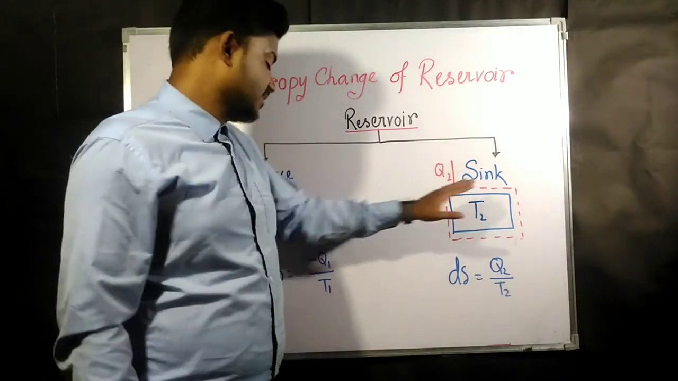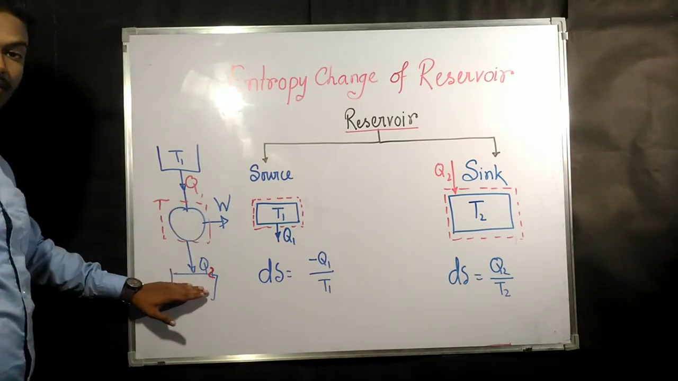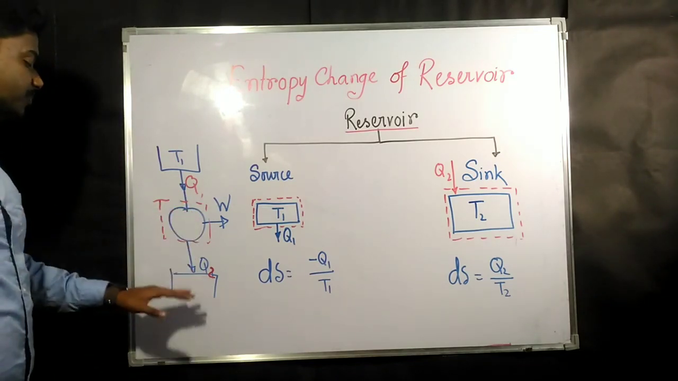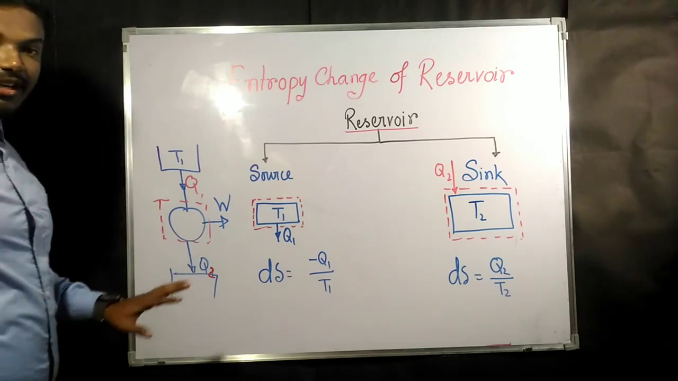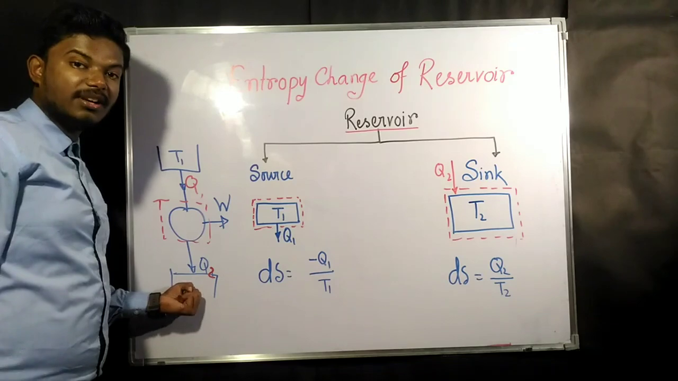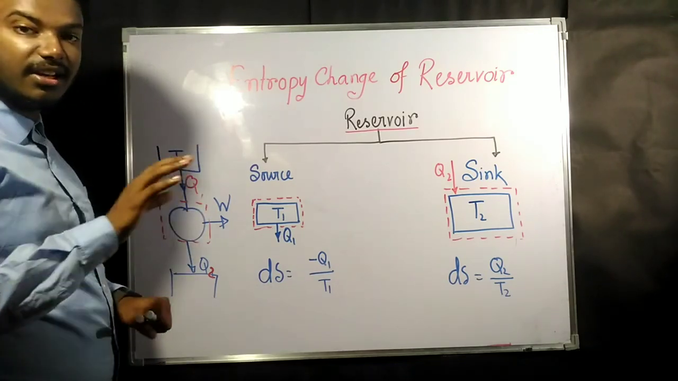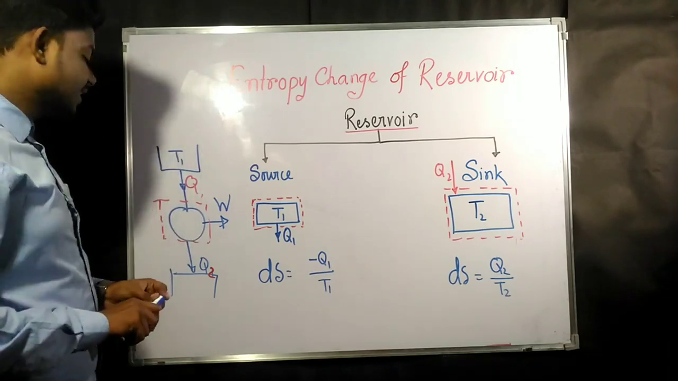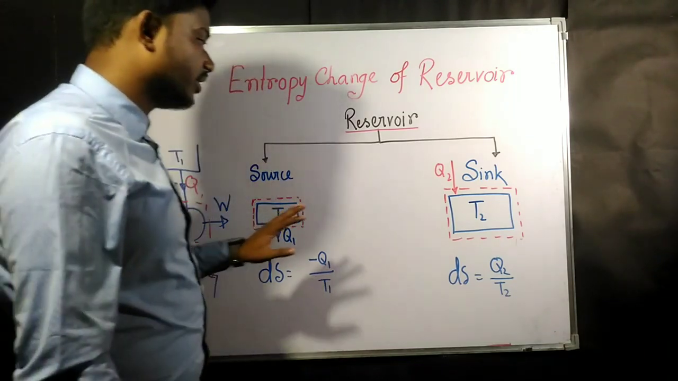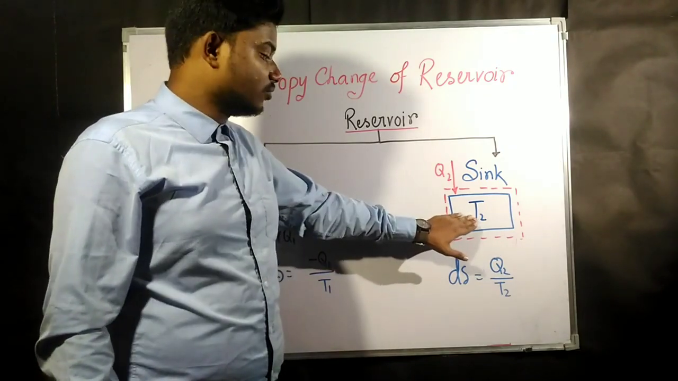Similarly, this is the sink. The sink is a thermal reservoir where we can deposit a certain amount of heat continuously, so that the temperature of that thermal reservoir is not going to change. So similarly T2 is going to be constant here.